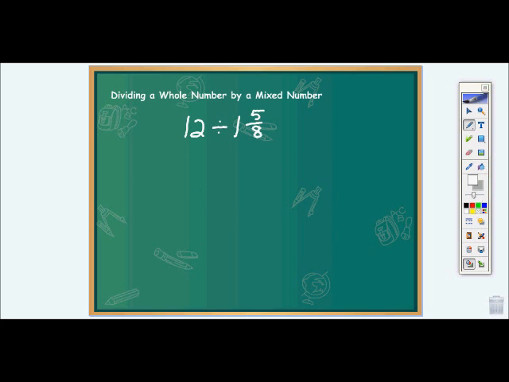So the first one, dividing a whole number by a mixed number. First of all, I'm going to change my mixed number and my whole number into improper fractions. That's my only step I'm doing here, so I'm going to put 12 divided by, that's a divided by symbol, and I'm going to do 1 times 8 is 8, plus 5 more is 13. So I have 12 over 1 divided by 13/8.